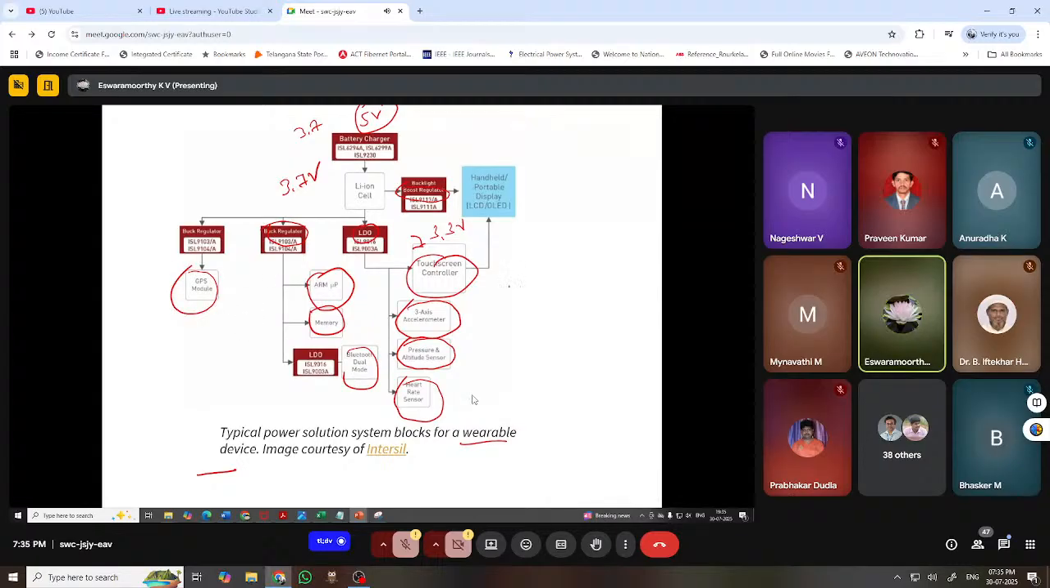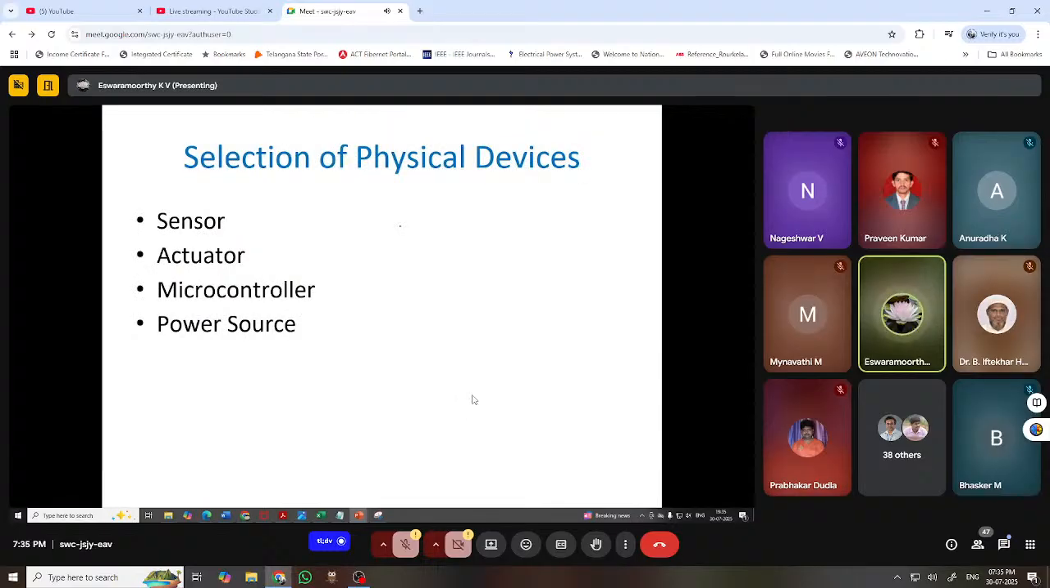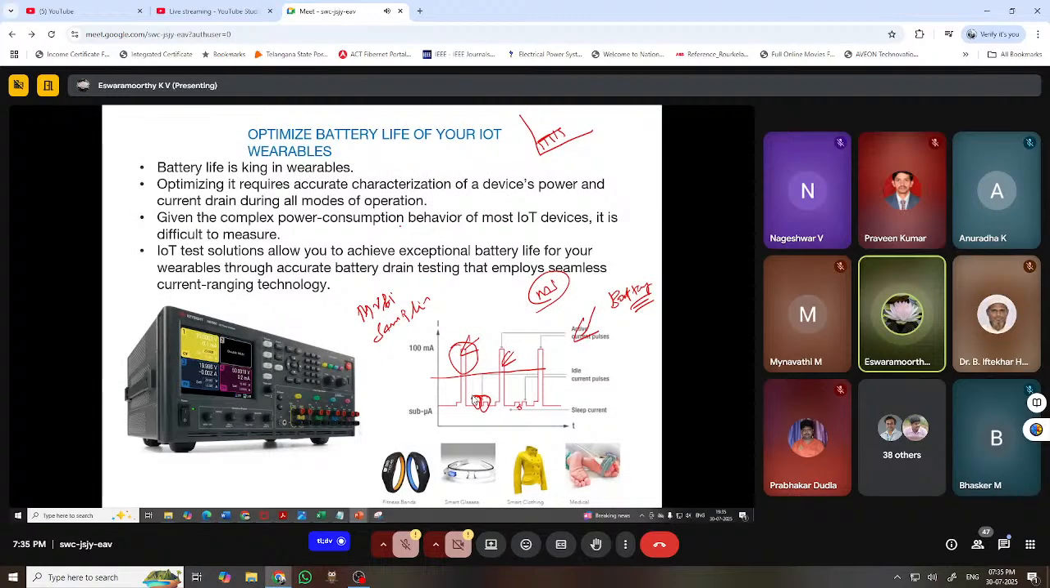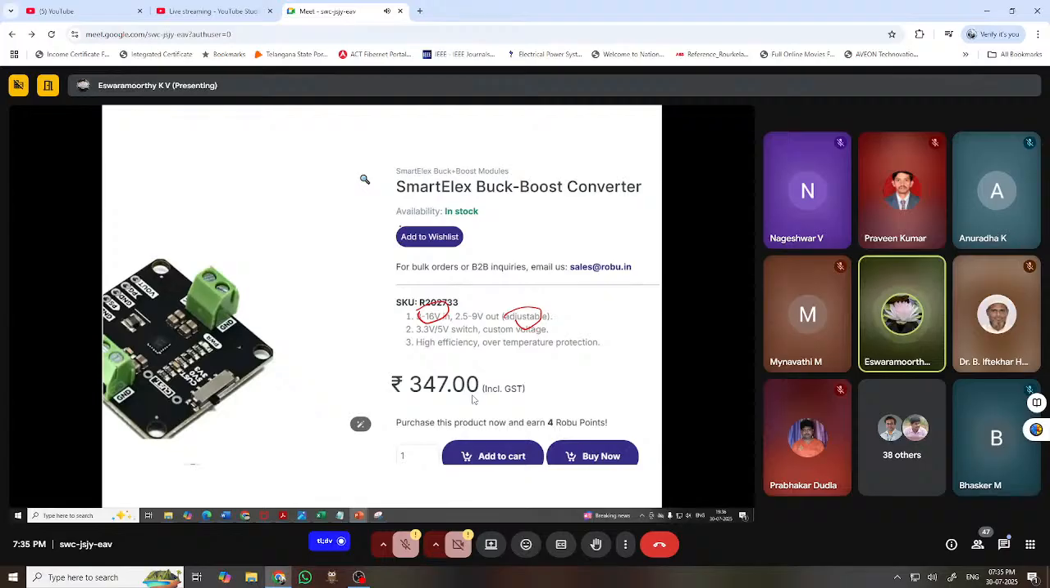So even if you see, the small wearable device consists of different elements which require different voltages. So we have to use different power processors, otherwise DC to DC converters, right? So this is how the powering of IoT is completed. Do you have any doubt on this? Any doubt?